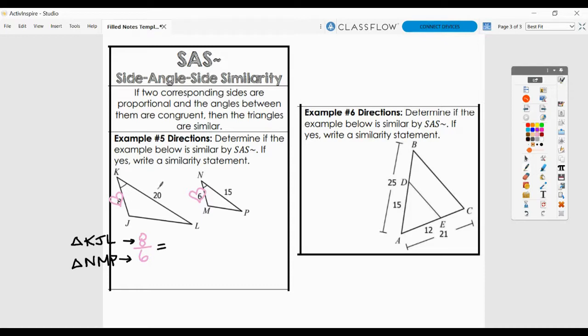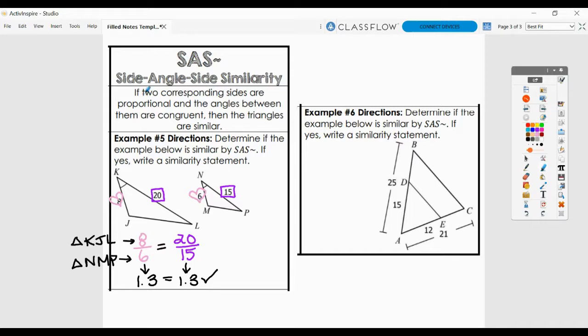Well, my side of 20, I'll put a box around it, goes with my side of 15. 20 goes first because that was for my larger triangle, KJL, and in the denominator will be my 15 that was in the smaller triangle, NMP. I go ahead and simplify those fractions to see if they get the same decimal, if they are indeed the same ratio. 8 divided by 6 comes out to be 1.3, and 20 divided by 15 comes out to be 1.3 as well.